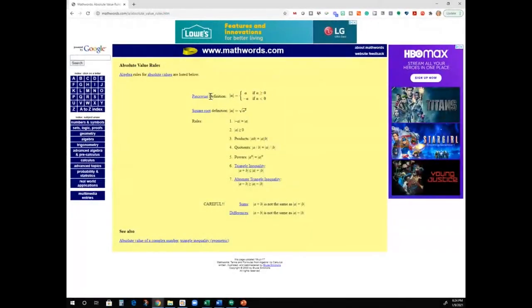So these are some rules for absolute value. I know that our book gives this definition here, and we've used this definition. We know that it's greater than or equal to 0.